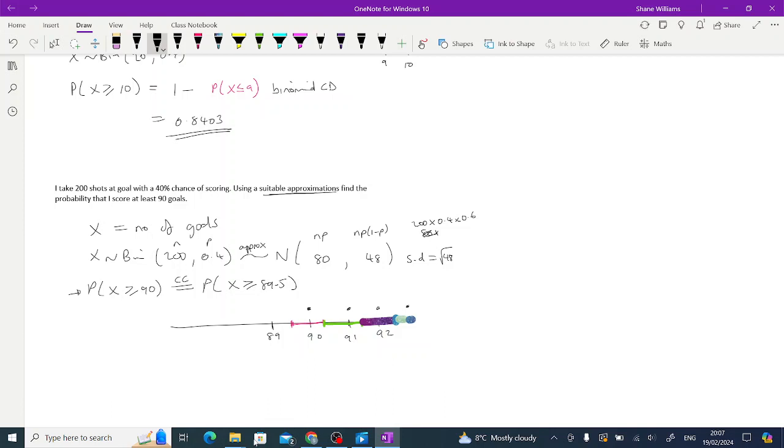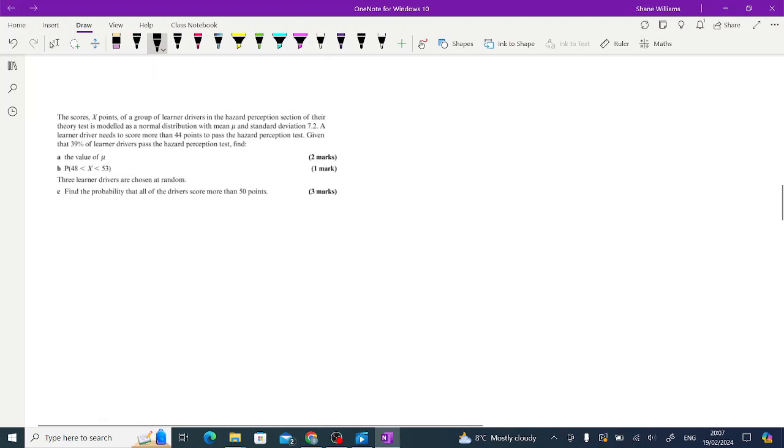So we now look this up on our normal CD, and we should get the value for greater than or equal to 89.5, which is 0.0852. So you'll know to do this if the question states using an approximation, using a suitable approximation, using a normal approximation to a binomial. So that's technique 2. Technique 3.